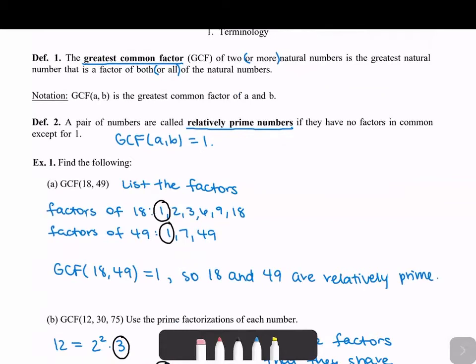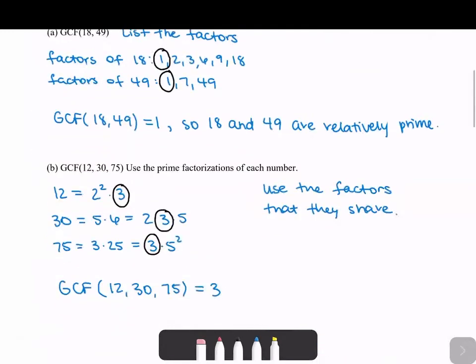There's a lot more examples in the book on page 182. Well, really, 181, 182, and 183. So there should be plenty of examples there to look at finding the greatest common factor.